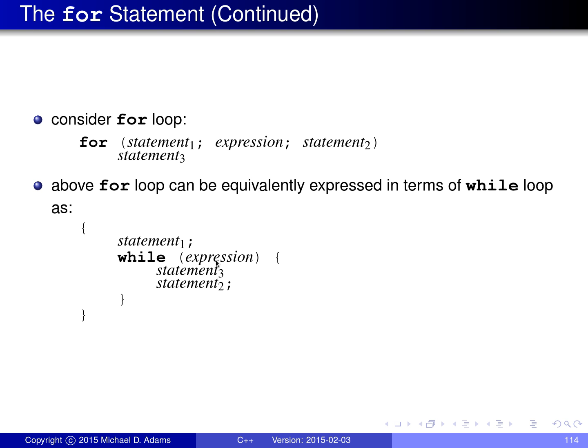And what happens inside the body of the loop is we first execute statement 3, the thing inside the body. And then just before we start the next iteration of the loop, we execute statement 2, which is this statement here. So this might help you to better understand the for statement by showing how you can express it in terms of a while loop.